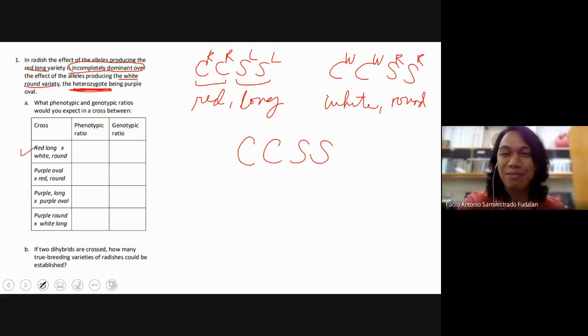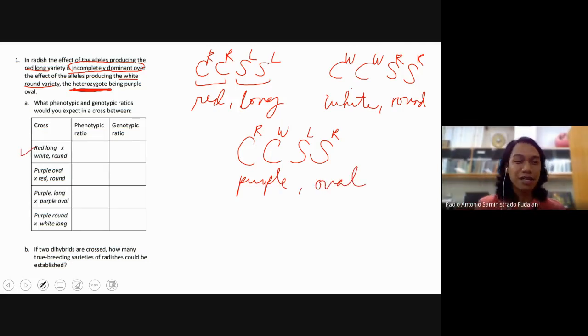Yes. So dihybrid, meaning to say for the character of color, it's a hybrid. It's a combination of a red and a white allele. That's a hybrid for the color. In terms of the shape, it's also a hybrid. So that has both long and a round allele. So this one is your purple and oval.